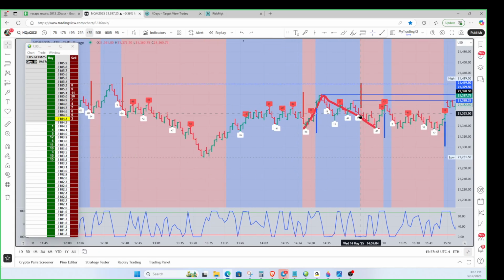The bearish arrows, this would have been the first level, this would have been the second level. It got to both of those. All right, it didn't get to the third level, which would have been down here.